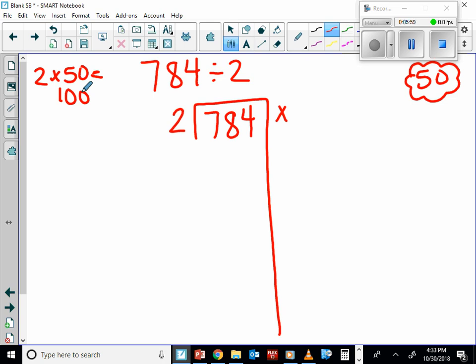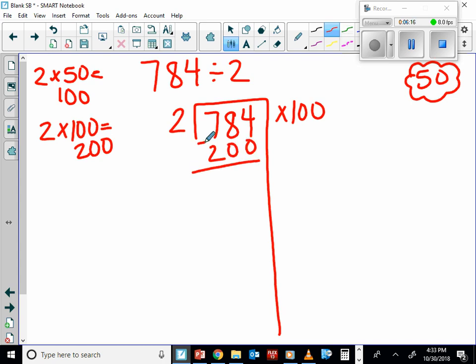Like to 100. That's a nice friendly number. 2 times 100, that equals 200. I'm going to use that one. I don't have to. I could keep going, but I don't have to. So, let's see, times 100 equals 200. That's a very friendly number. I always tell my kids, don't kill yourself trying to find this exact 2 times 175 answer to get exactly to 784. That's just too much work. It's not worth it.